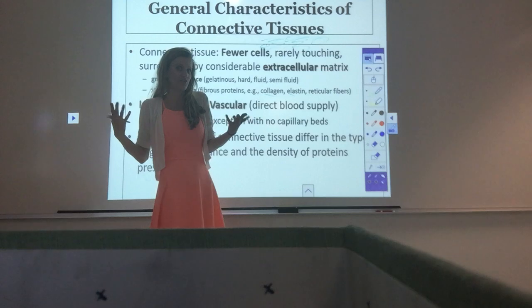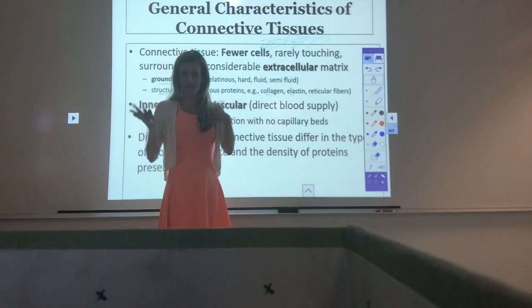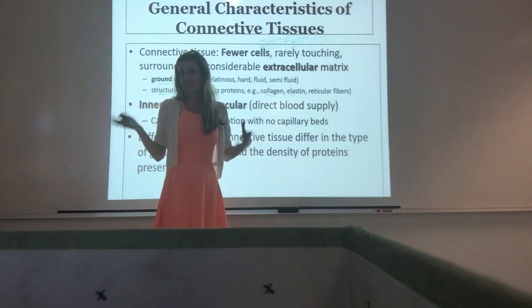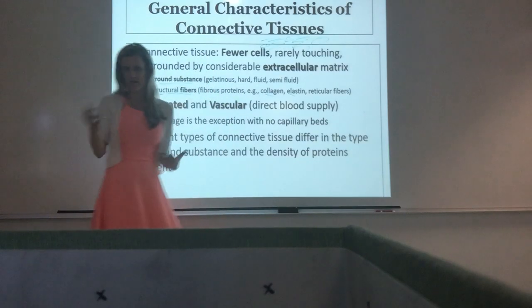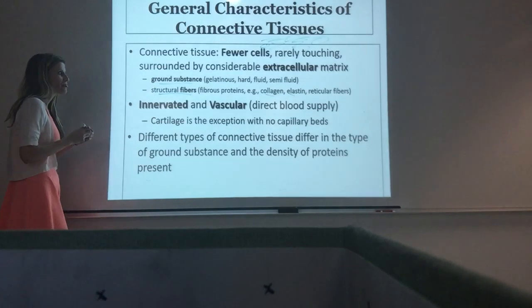Okay, in bone, it's hard like concrete. In the blood, it's liquidy, it's fluid. In collagen, it's more jello-like. Okay, but just the kind of fluid substance that's outside of the cells, that's the ground substance.